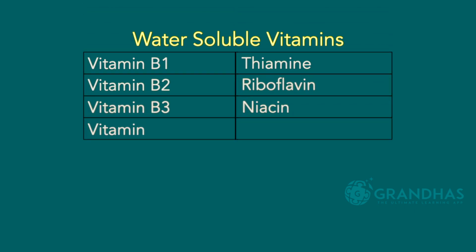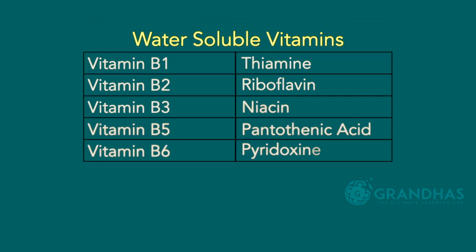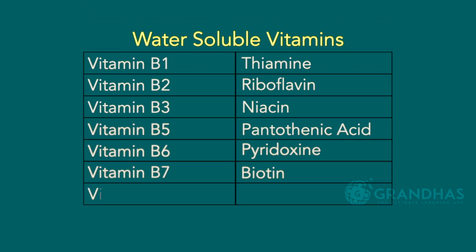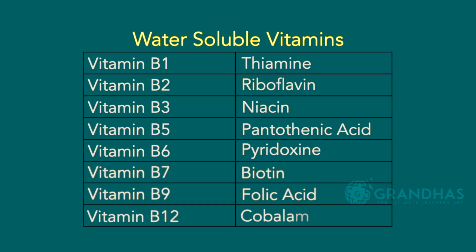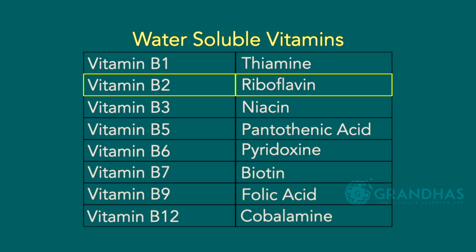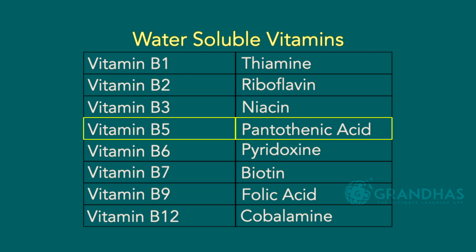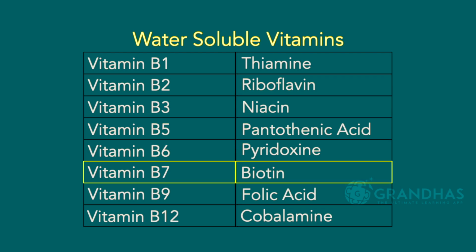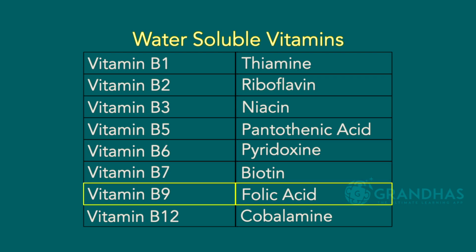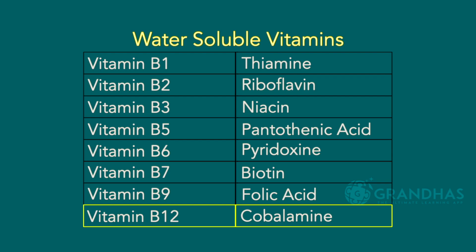Vitamin B5, pantothenic acid. Vitamin B6, pyridoxine. Vitamin B7, biotin. Vitamin B9, folic acid. And vitamin B12, cyanocobalamin. So let's learn once more. B1 thiamine, B2 riboflavin, B3 niacin, B5 pantothenic acid, B6 pyridoxine, B7 biotin, B9 folic acid and B12 cobalamin.